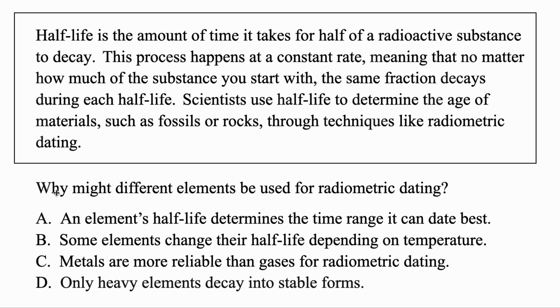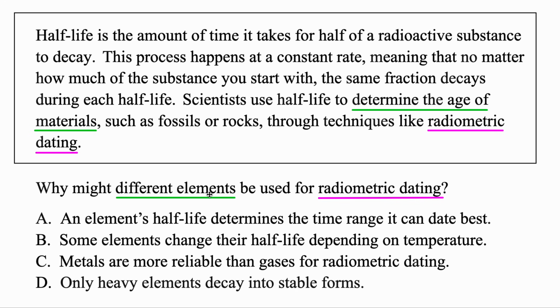This time the question is, why might different elements be used for radiometric dating? Well, they mentioned radiometric dating in the last sentence right here. Let's highlight that. So let's go ahead and read the last sentence and figure out why it's used. Scientists use half-life to determine the age of materials. There it is. It's being used to determine the age of things, like fossils or rocks, through techniques like radiometric dating. So basically, this technique is used to determine the age of things, like fossils.